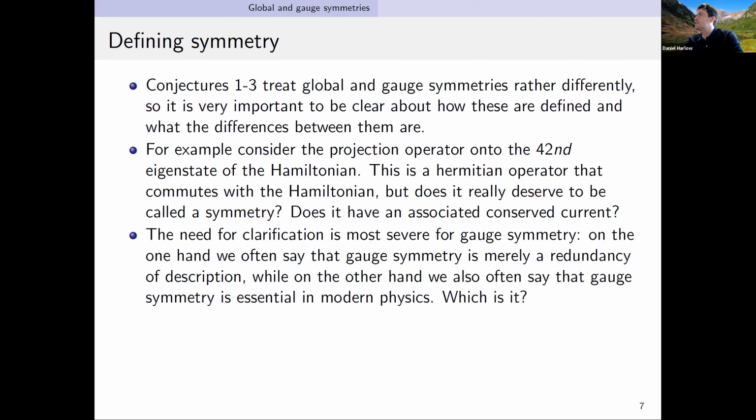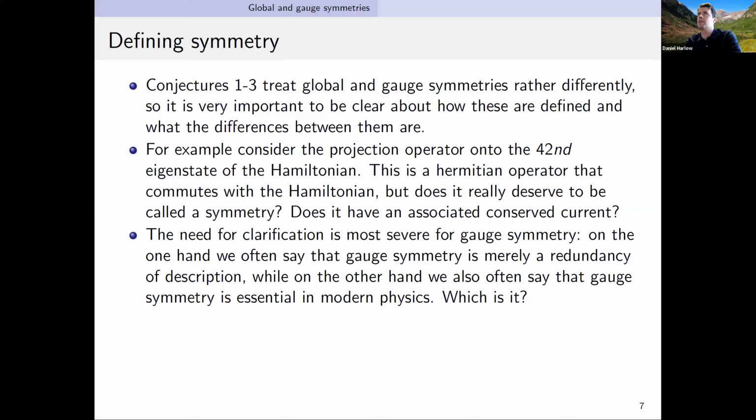For gauge symmetry, the situation is even worse because, well, when we learn about gauge symmetry, what we're often told is that it's merely a redundancy of description. Okay, it's just some artificial choice that you have to make in describing a gauge theory. But then on the other hand, we also say that gauge symmetry is essential in modern physics. And this tension, I think, has probably bothered most physicists at one point or another in their life.